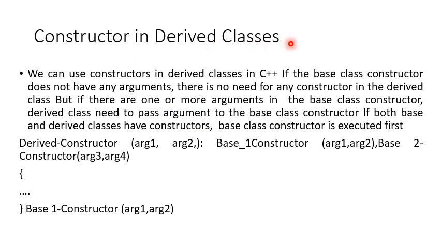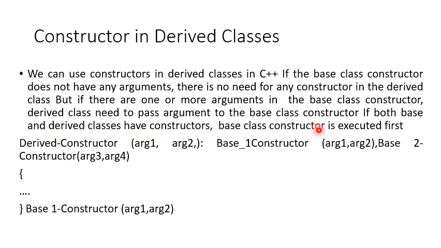Constructor in a derived class. Next topic. We can use a constructor in a derived class in C++. If the base class constructor does not have any argument, there is no need for any constructor in a derived class. But if there are one or more arguments in a base class constructor, the derived class needs to pass arguments to the base class constructor.